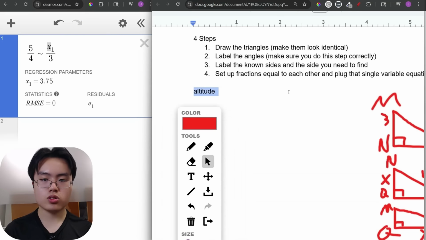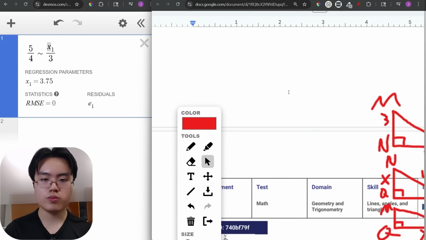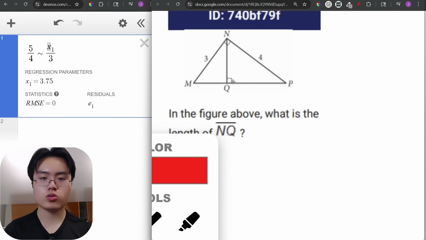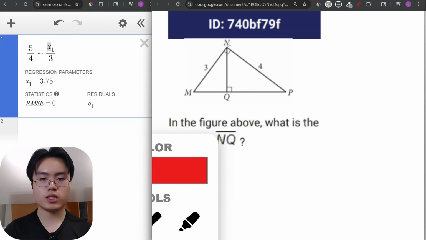So if you see this word, that just means the height of a triangle. So for example, if there's a right triangle, the altitude of this triangle extends from here to here or something like that. Okay, it's going to be this shape.